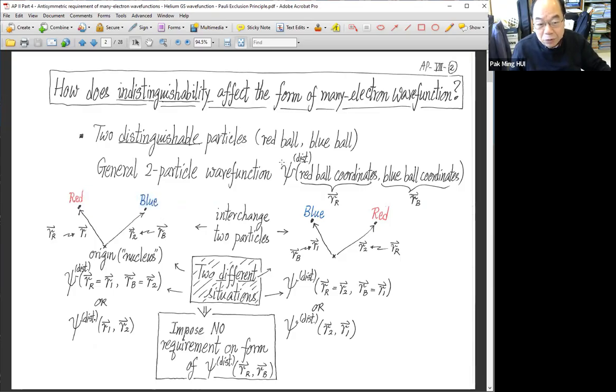So let's say we have a two-particle wave function. I labeled it with the superscript "distinguishable particles". Let's take the convention that the first entry gives us the red coordinate. The second entry gives us the blue coordinate, okay? So let's look at this situation. The red coordinate takes on R1, that is here. The blue coordinate takes on R2, that is here, all right?